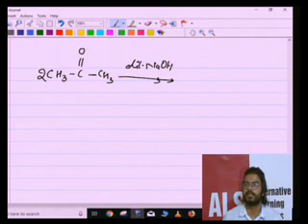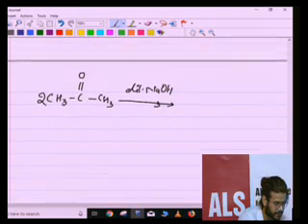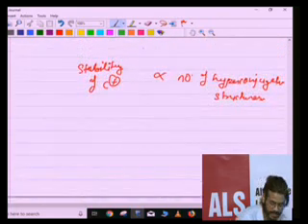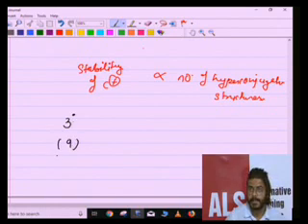Can you please tell us the number? Yeah, sure, I can. Let me move to the previous slide, not the next one. So in case of tertiary, the number of hyperconjugation structures is 9, okay?